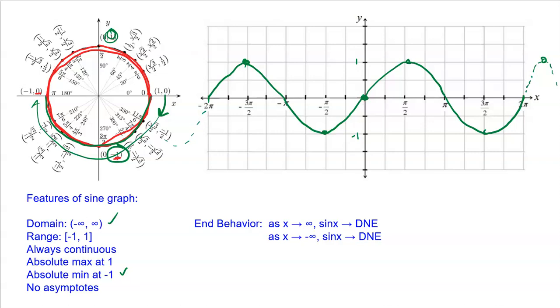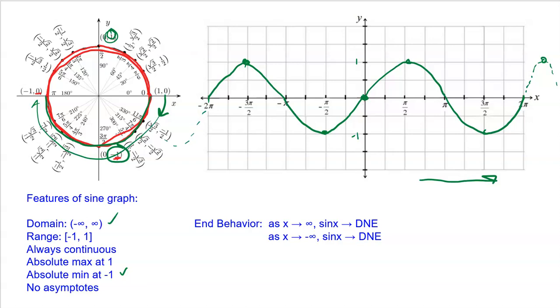Now, the end behavior is actually really, really cool here. If we think about what happens as x goes all the way to the right, well, the end behavior does not exist because it's actually oscillating. It's going up and down, up and down. It doesn't go up forever, it doesn't go down forever, and it doesn't settle to a specific value. It just keeps alternating.